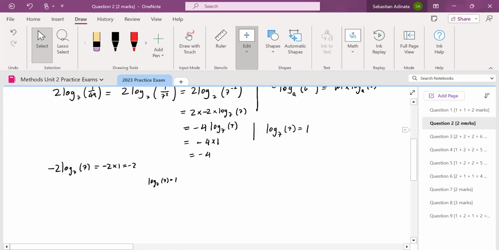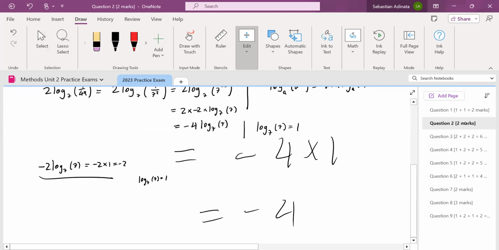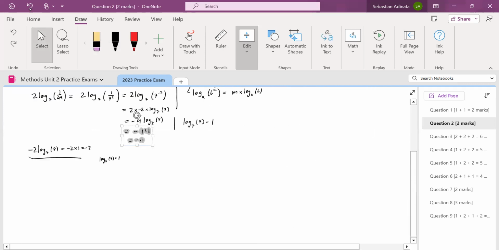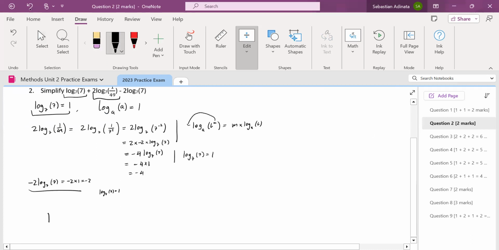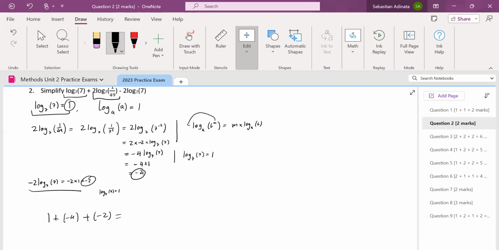And if we plug all these values back into the original equation, we'll end up with 1 plus negative 4 plus minus 2. And that is equal to 1 minus 4 minus 2, which is equal to minus 5. Right.